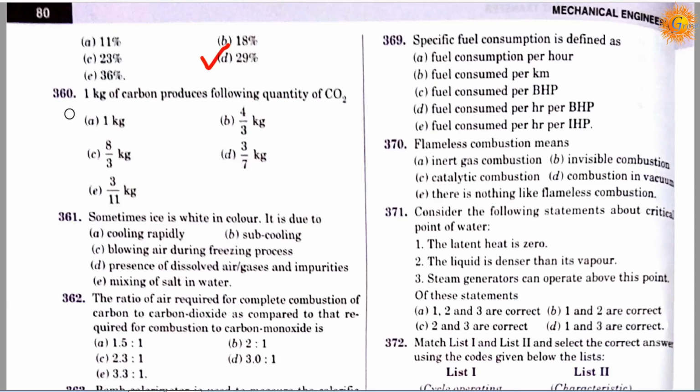Question number 360. 1 kg of carbon produces following quantity of carbon dioxide. Option A 1 kg, option B 3 upon 4 kg, option C 8 upon 3 kg, and option D is 3 upon 7 kg, and option E is 3 upon 11 kg. So correct answer is E, it will be 3 upon 11 kg.